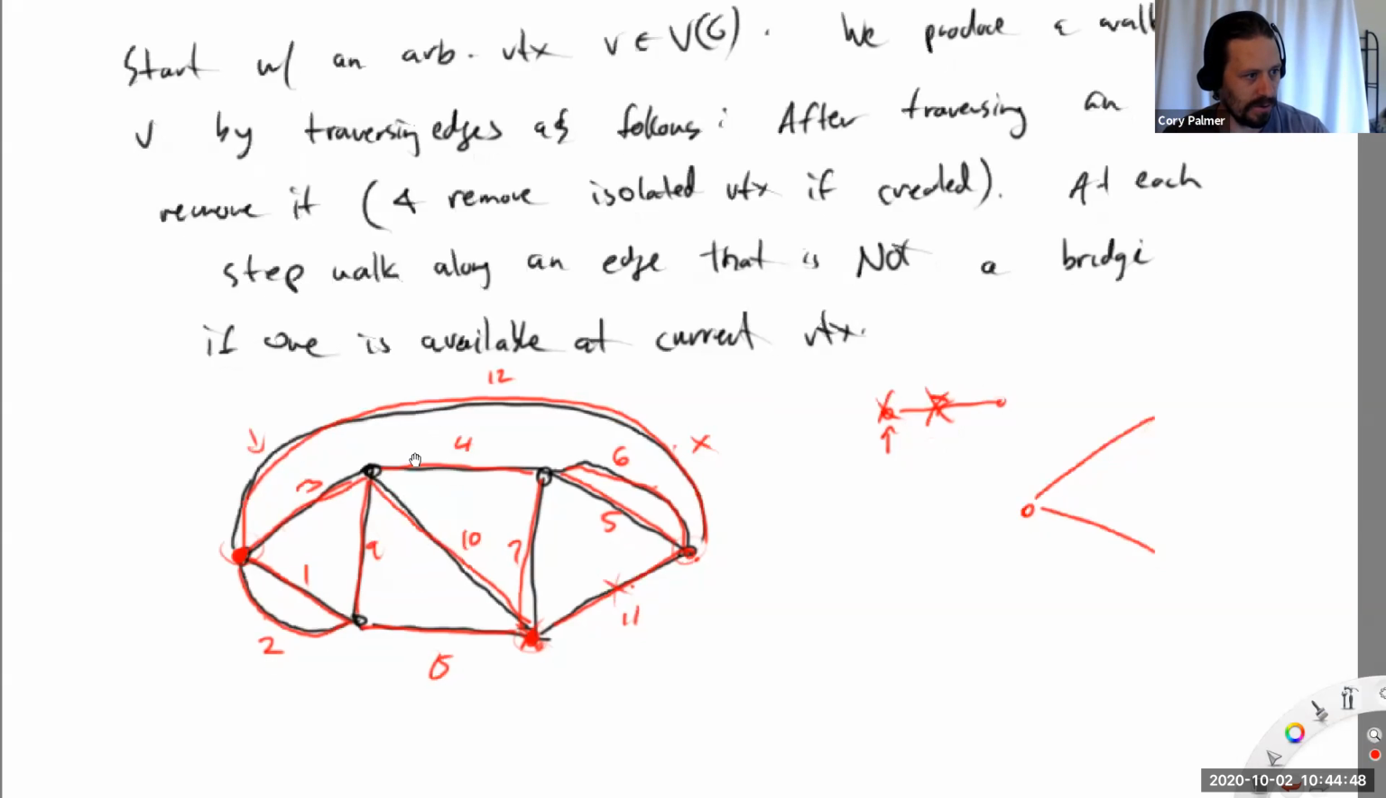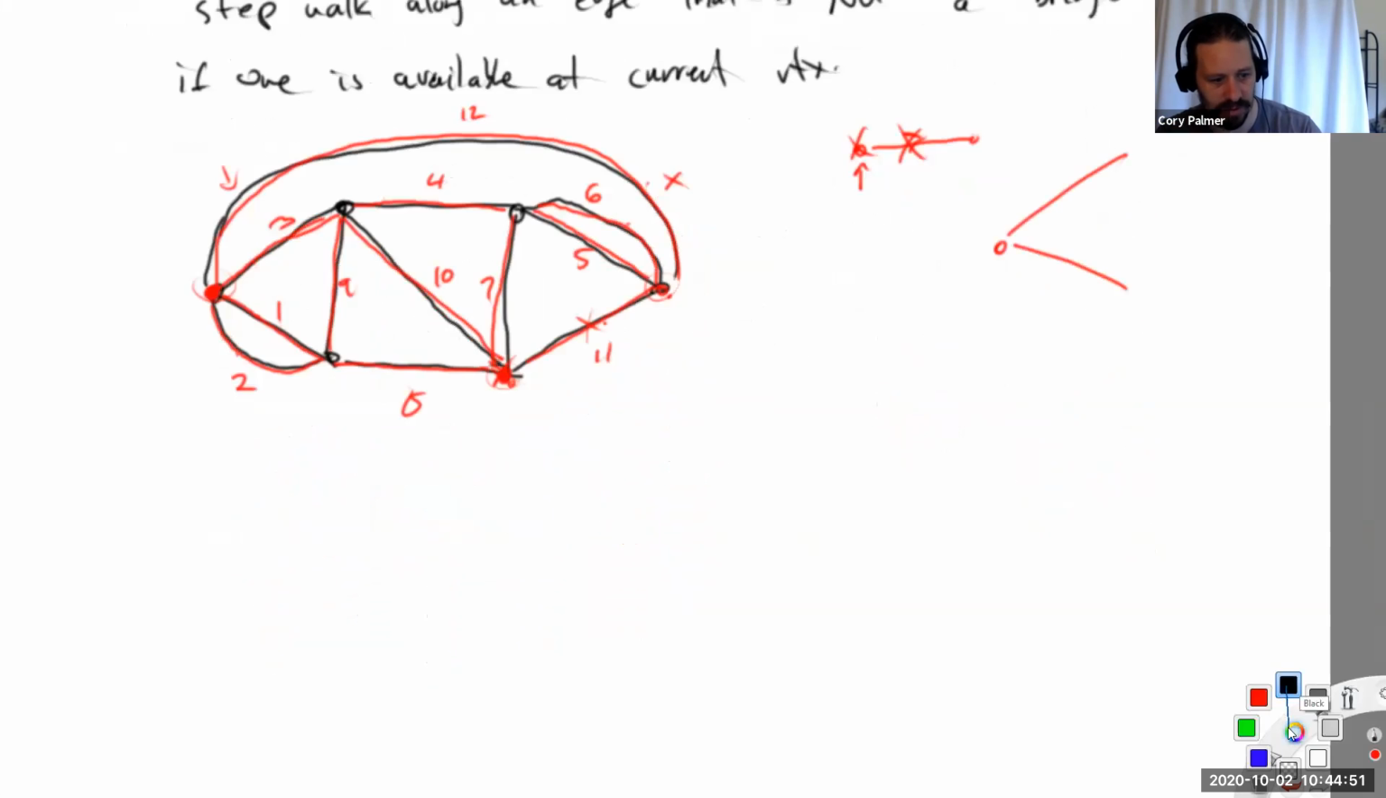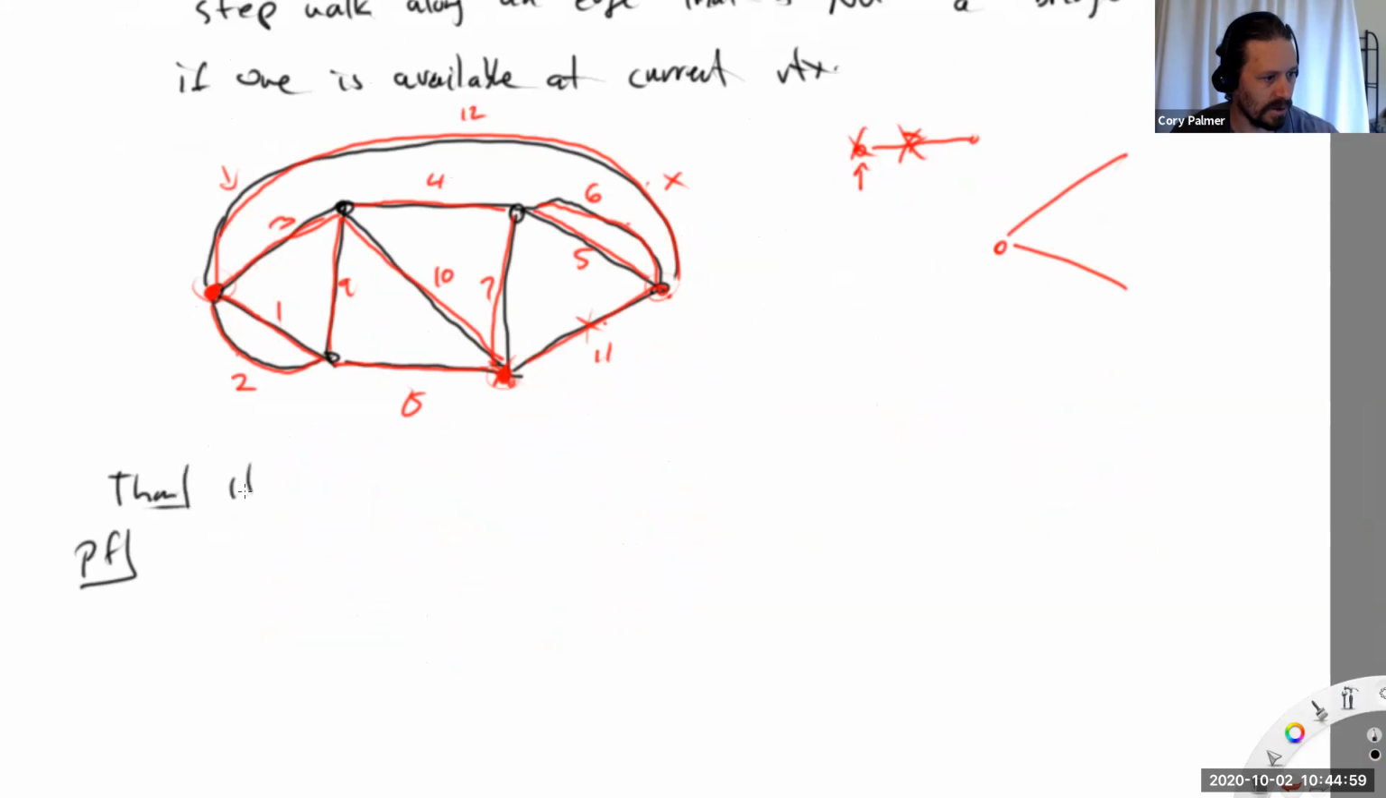Right? So, okay, I'm not sure I'm going to be able to finish this in time, so let me try and sketch it here. Okay, well, proof. What's the theorem, actually? The theorem is that it works. Yeah, right. Fleury's algorithm produces an Euler tour. That's the theorem. Okay.